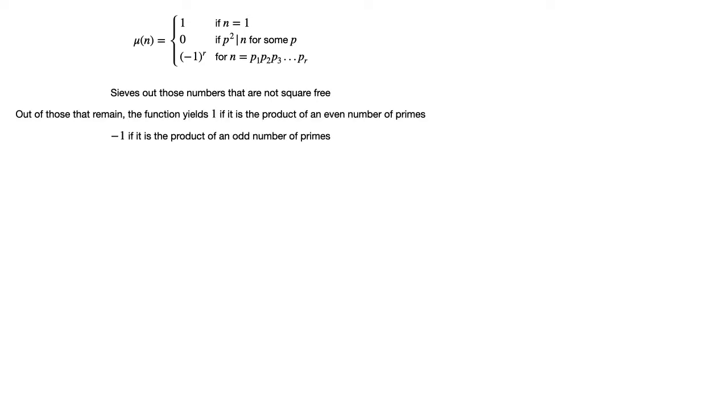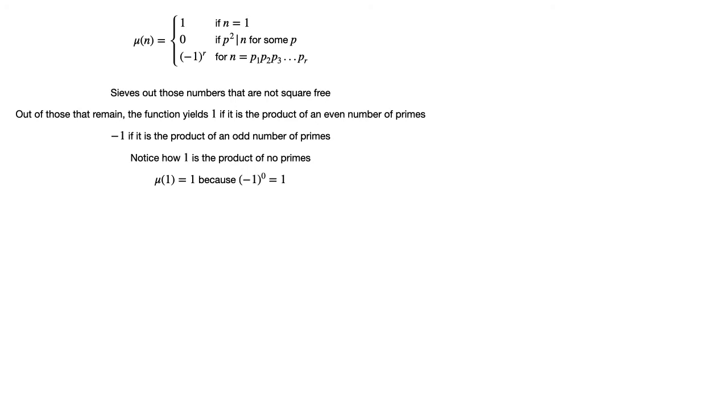Mu of n equals 1 if n equals 1, equals 0 if p squared divides n for some p, and equals minus 1 to the power r for n equals p1, p2, p3 all the way up to pr. So the first operation carried out by the Mobius function is to sieve out those numbers that are not square free. Out of those that remain, the function yields 1 if it is the product of an even number of primes and minus 1 if it is the product of an odd number of primes.